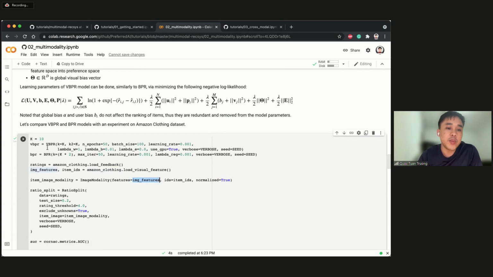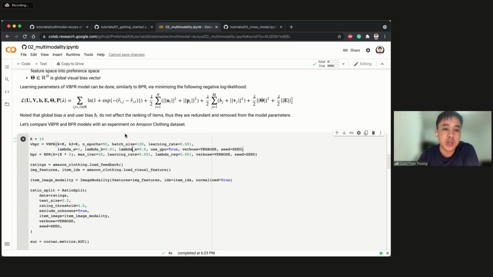Here we compare the VBPR and the BPR model. For VBPR, we have two Ks here. The first K is the collaborative filtering part, and the second K is the visual preference part. These are the two sizes of the latent factors, and the other hyperparameters are the same. We have a few regularization terms because we have a few different sets of parameters here: the lambda W, and the important one here is the lambda E as well.